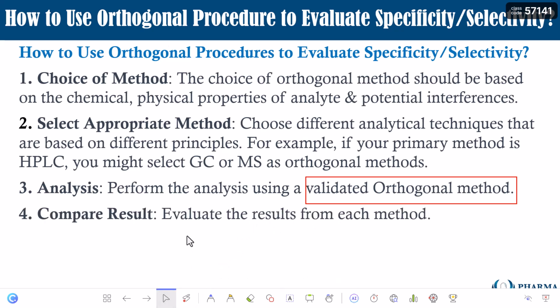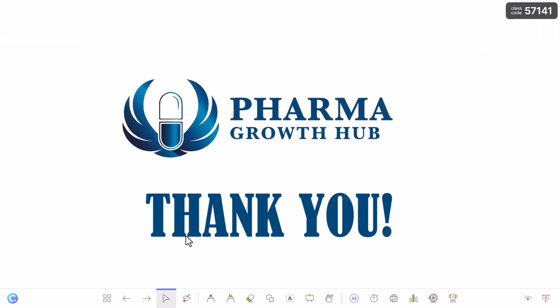Analyze the sample and then compare the results generated by your method and the orthogonal method. By comparing the results, you can understand whether the results are comparable or not, maybe in terms of their percent RSD for the repetitive measurements, or in terms of understanding the interference with respect to the given acceptance criteria. So this is all about how you can use orthogonal procedure comparison to evaluate the specificity or selectivity of your method.